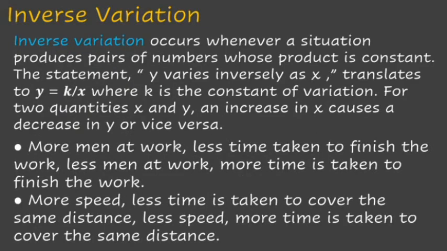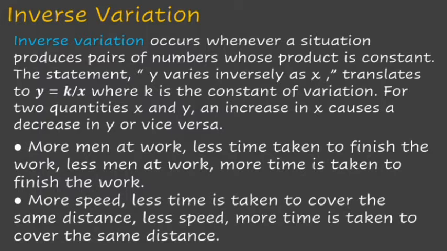So let us first define inverse variation. So you're done with the direct variation. So ngayon, i-define naman natin si inverse variation. So inverse variation occurs whenever a situation produces pairs of numbers whose product is constant. The statement y varies inversely as x translate to y is equal to k divided by x, or y is equal to k over x. Okay? Where k is the constant of variation. For two quantities x and y, an increase in x causes a decrease in y or vice versa.